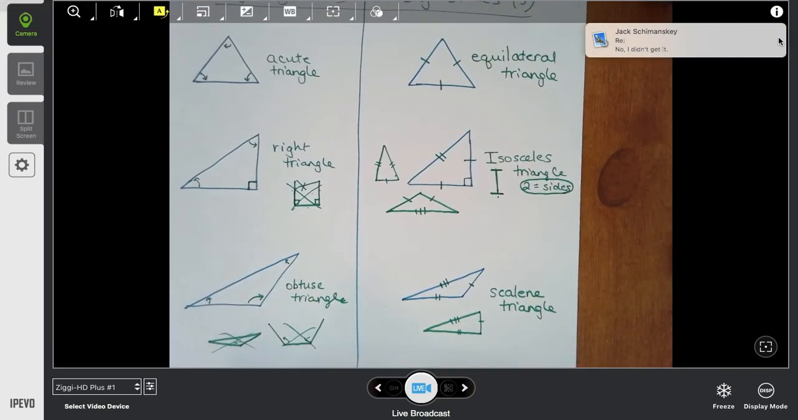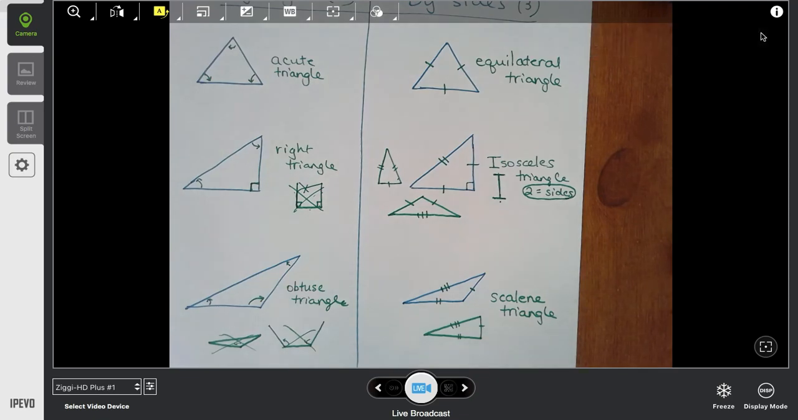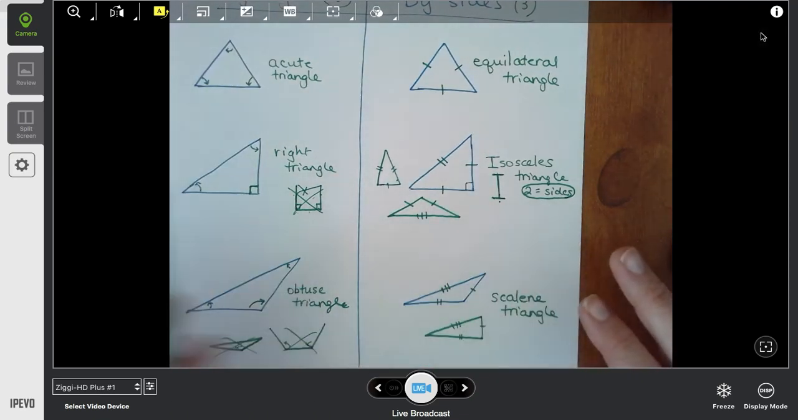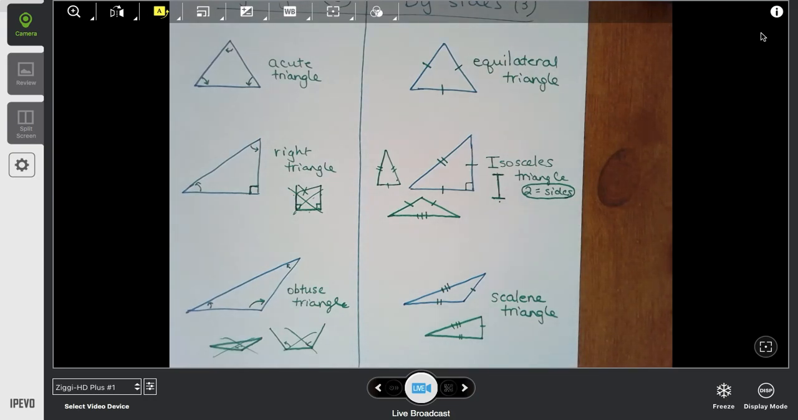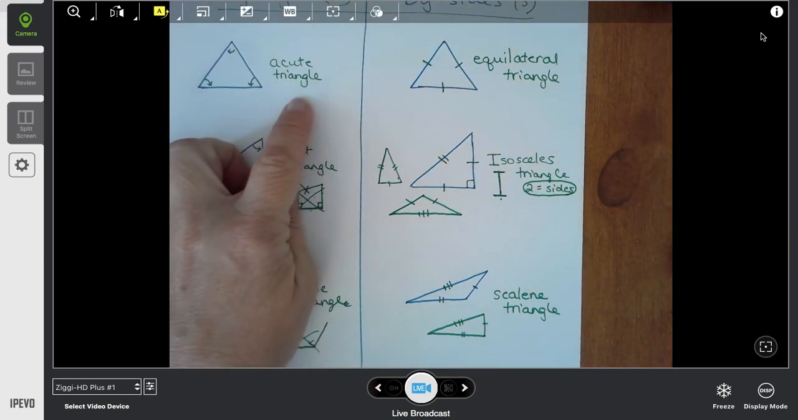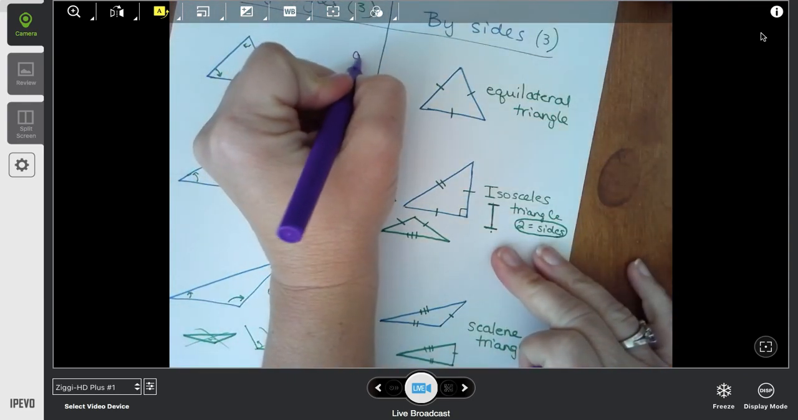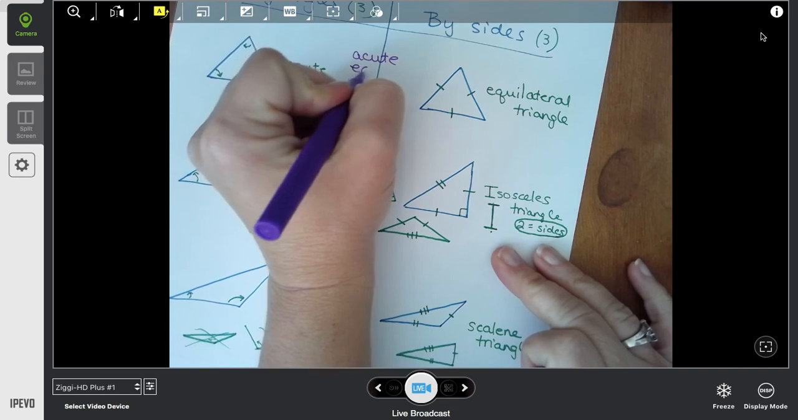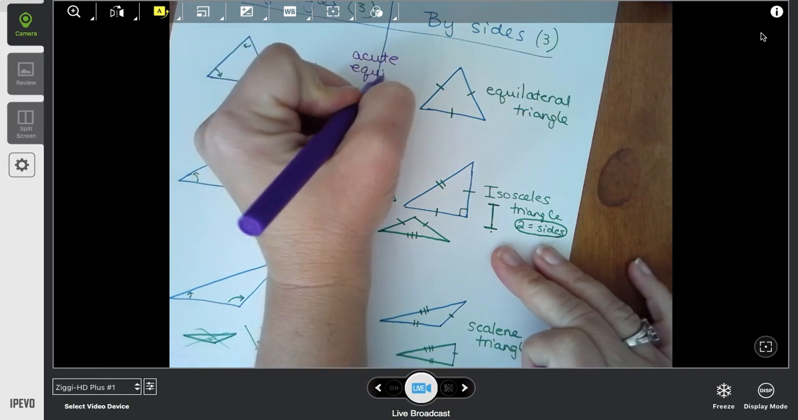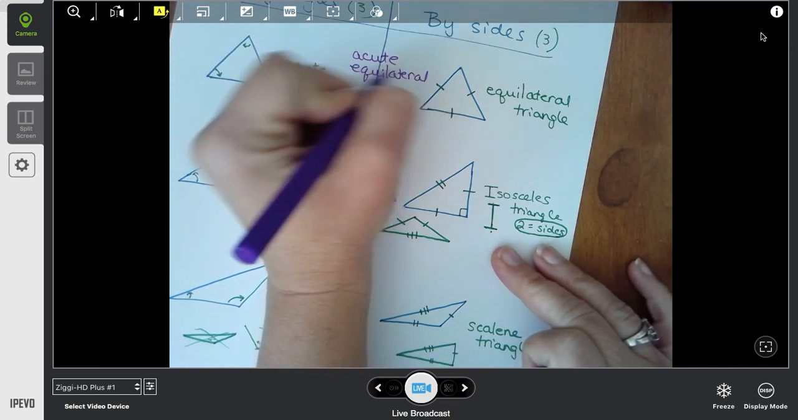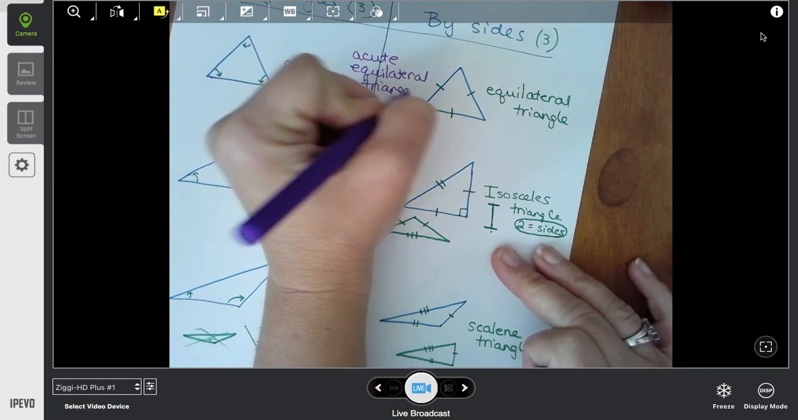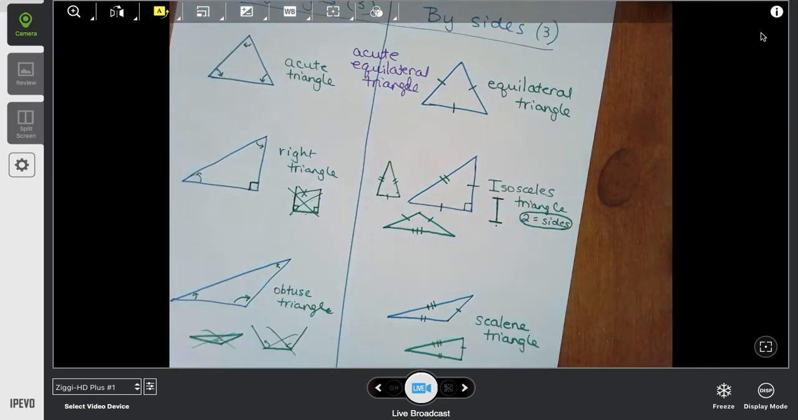All right, so now that we see we have different triangles, you're going to put 2 names together. So instead of saying this is an acute triangle and this is an equilateral triangle, we can call this an acute equilateral triangle. It has a first name and a last name. We just put them together when we name them. Name them by their sides and name them by their angles.